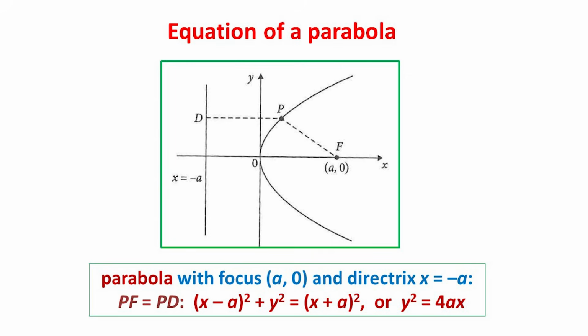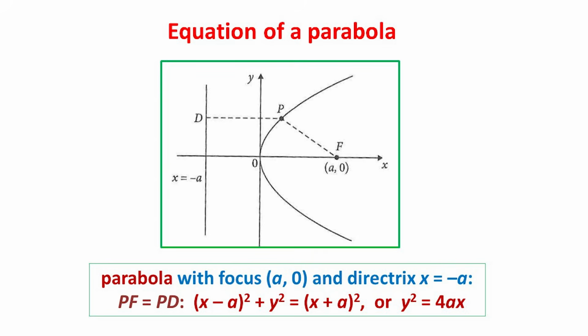For the parabola, it's been known since Greek times that this is the locus of a point whose distance from a fixed point, called the focus, is always equal to the distance from a fixed line, called the directrix. Here, the focus is the point F, with coordinates a, 0. And the directrix is the vertical line x equals minus a, passing through a point D. And so for any point P on the parabola, the distance from P to F is equal to the distance from P to D.